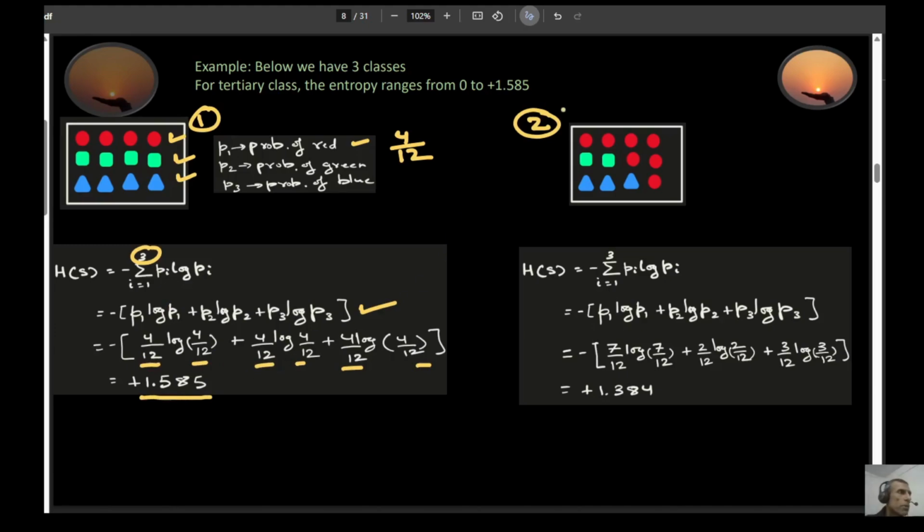Now let's do the example 2. In this case, I have 1, 2, 3, 4, 5, 6, 7. I have 7 red. So my P1 is going to be 7 over 12. My P2 is the probability of getting green. That will be 2 over 12 because there's only 2 green. And the probability of blue would be 3 over 12 because there is only 3 blue. Substituting your value, your entropy will come out to be plus 1.384.